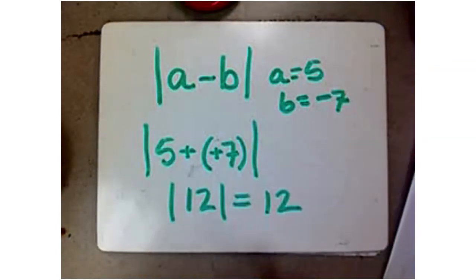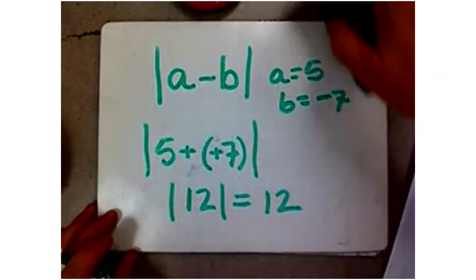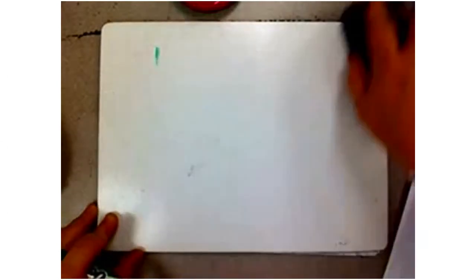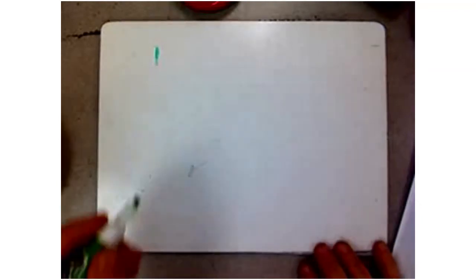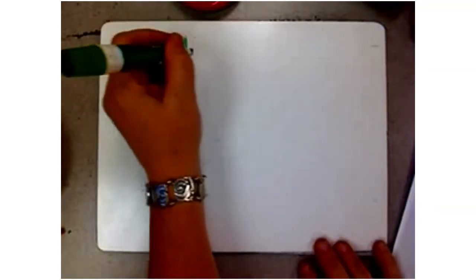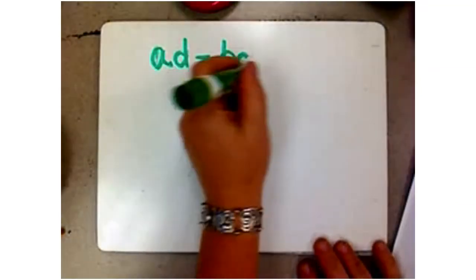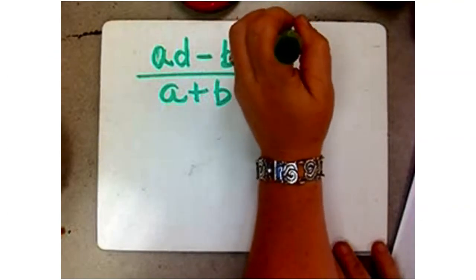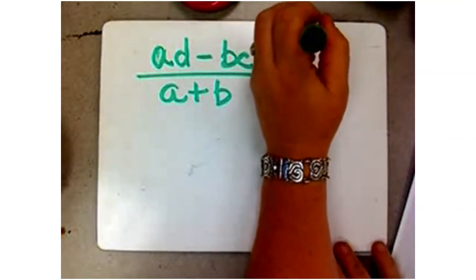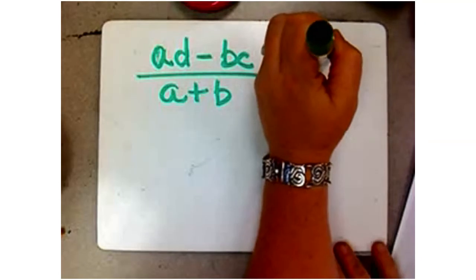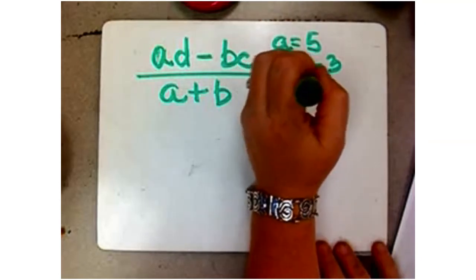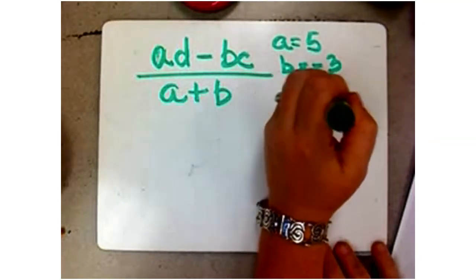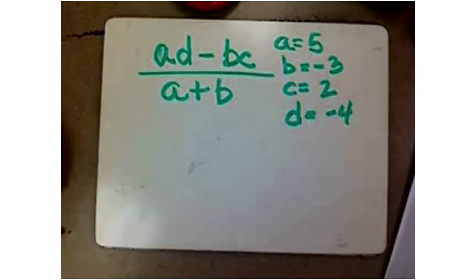All right? So if you follow that example through on page 180 to 181, you'll see that they got to 12. Then take a look at example 5 on page 181. It says evaluate AD minus BC all over A plus B. And we've got a whole bunch of variables going on here. We've got A equals 5, B equals negative 3, C equals 2, and D equals negative 4. They're identifying your variables in this case.